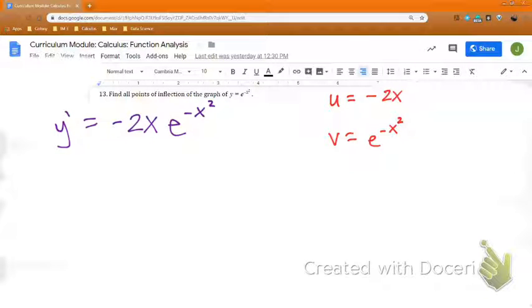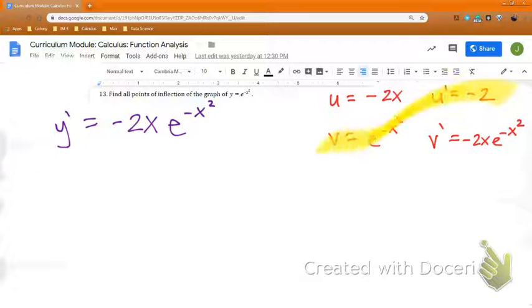Now, v prime is going to be easier for us. Why is v prime going to be easier for us? We just found the derivative of e to the negative x squared. So what we just got for our answer over here, negative 2x e to the negative x squared, we're going to write as our answer for v prime. How about u prime? What's the derivative of negative 2x? Negative 2, awesome.